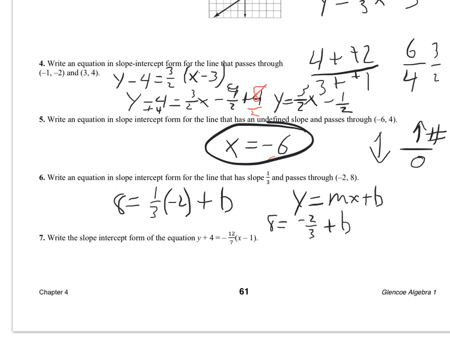So we should get b is equal to, let's see, common denominator would be a 3. So if I times 8 by 3, I get 24. Add 2 to that, or excuse me, let me show my work: 2/3 plus 24 over 3. If I add 2/3 to 24 over 3, I should get 26/3. So my answer is y is equal to 1/3 x plus 26 over 3.